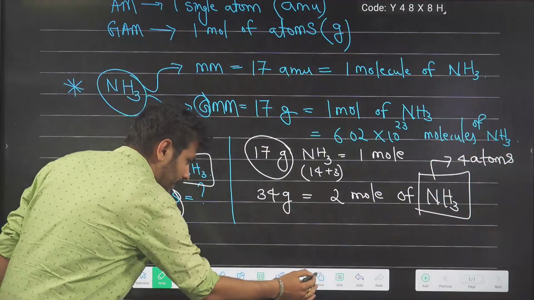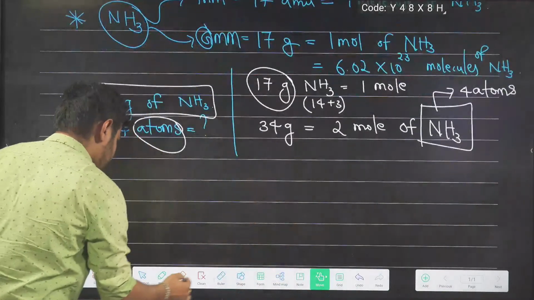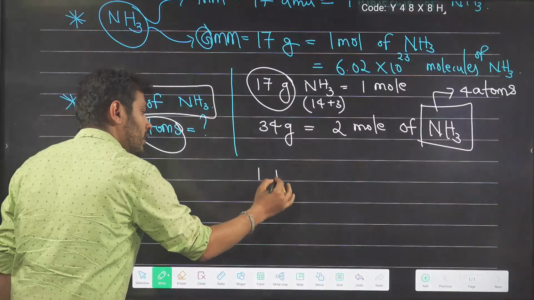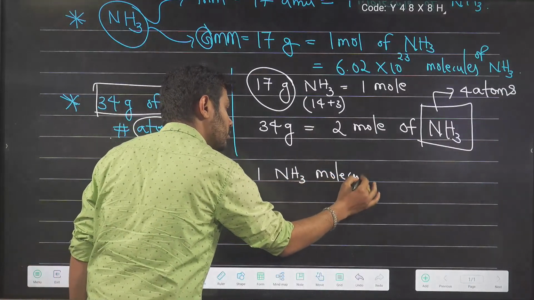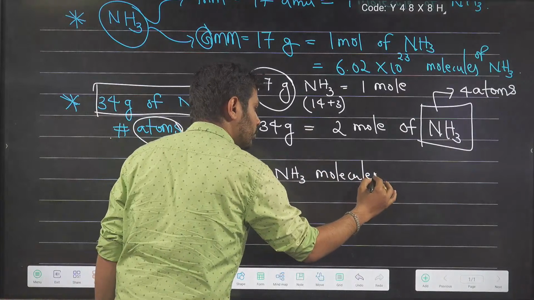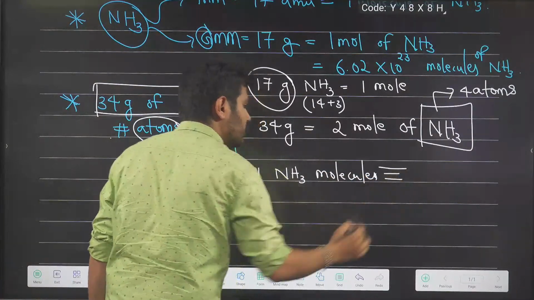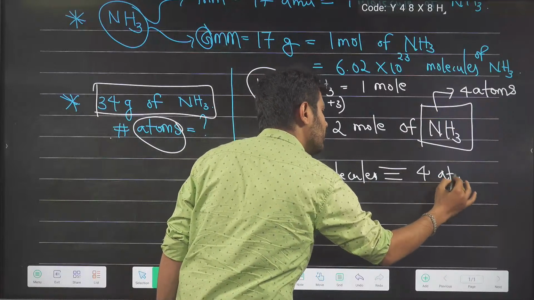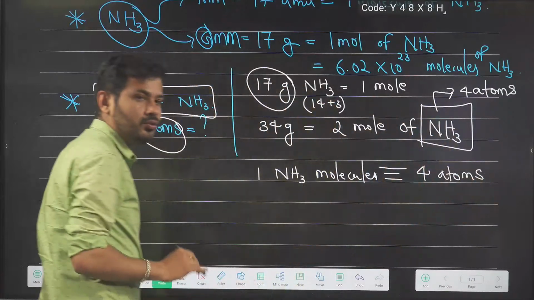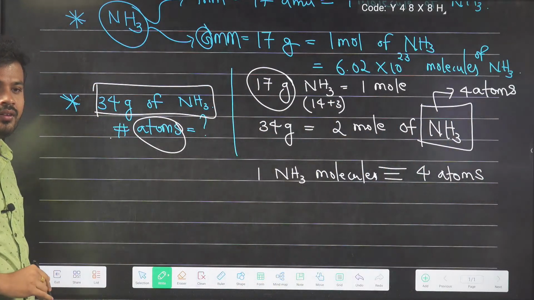If it is the case, you see carefully, one NH3 molecule contains 4 atoms. If one NH3 has 4 atoms, total how much NH3 do we have?